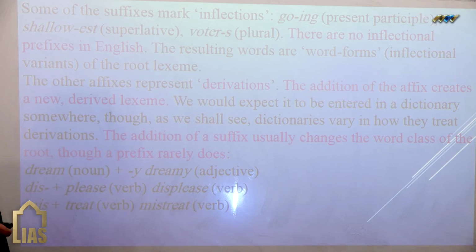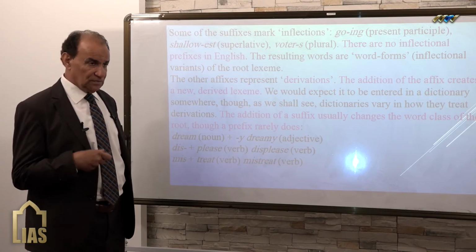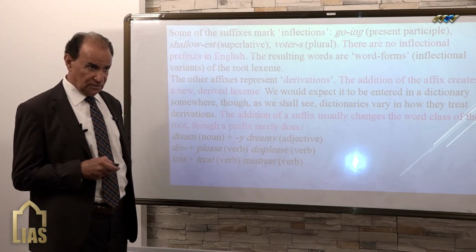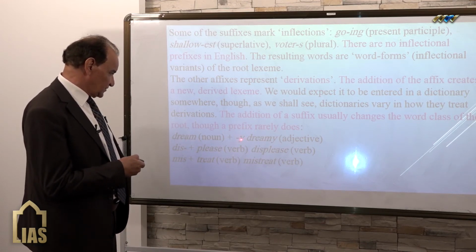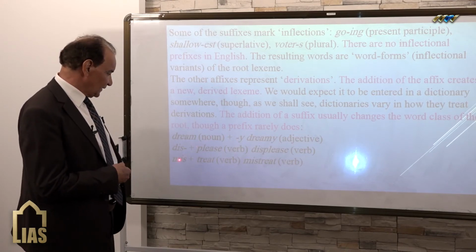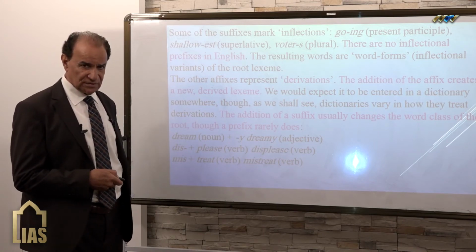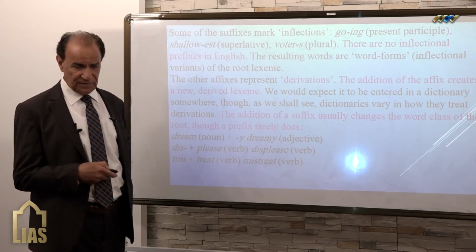Example, dream, noun, plus y, dreamy, adjective. So here, derivation, the addition of the affix creates a new derived lexeme. So here we have a noun changed into an adjective. Displease: please, verb, displease, a verb. So the first one is a suffix, the second one just the prefix only changes the meaning, but the suffix gives a new form of the word or the lexeme. So here no change in word class, the same verb, but here the suffix y changed the noun into an adjective. Mistreat, verb, mistreat, verb, no change, just the meaning changed, like happy, unhappy, pleased, displeased, and so on.